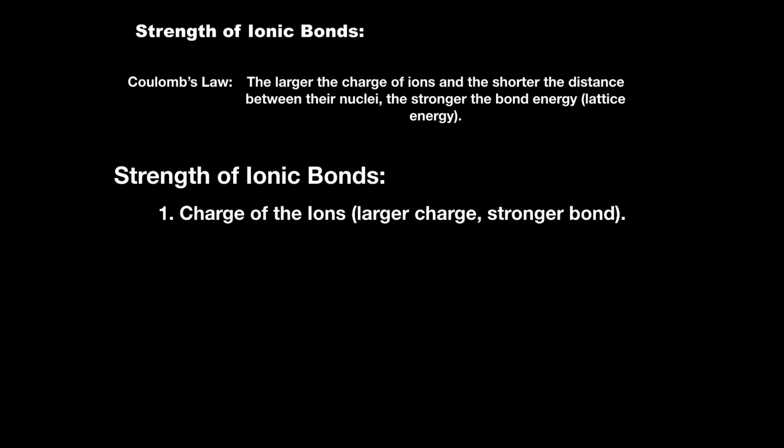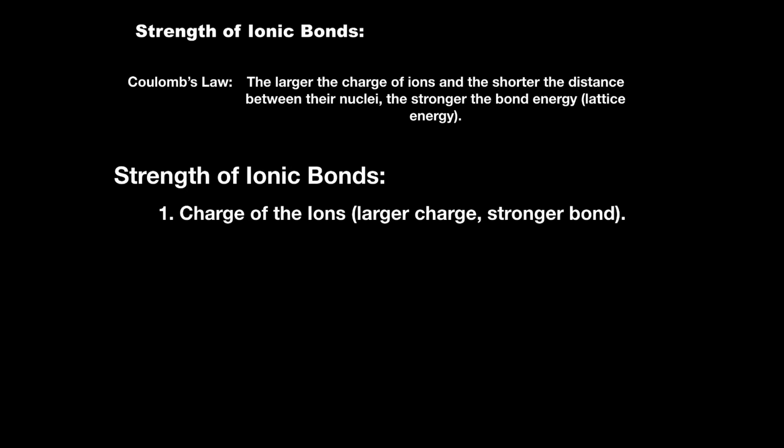So if I were to compare the ionic bond of sodium chloride, NaCl, versus magnesium oxide, MgO, since magnesium and oxygen have a +2 and -2 charge, that tells us that the ionic bond is going to be stronger for magnesium oxide versus sodium chloride, which only has a +1 and a -1 charge.